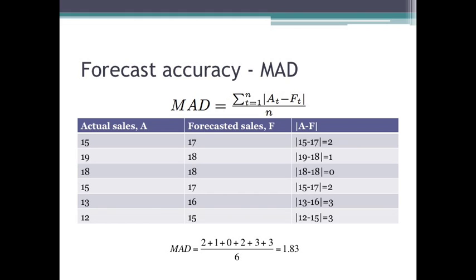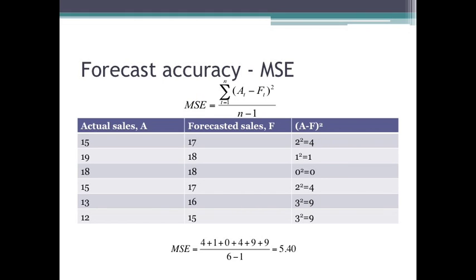And then we take the average of those. In other words, we sum those up and divide by the number of error measurements that we have in this case. So, for our mean absolute deviation, 2 plus 1 plus 0 plus 2 plus 3 plus 3, divided by 6, well, that's 11 over 6, so that's 1.83. So our mean absolute deviation for this forecast is 1.83.